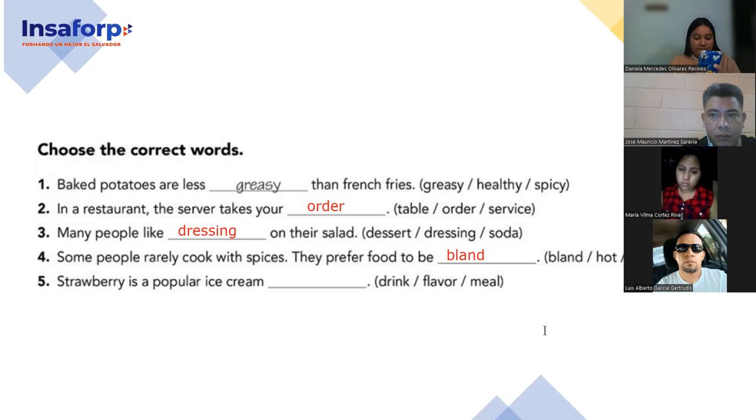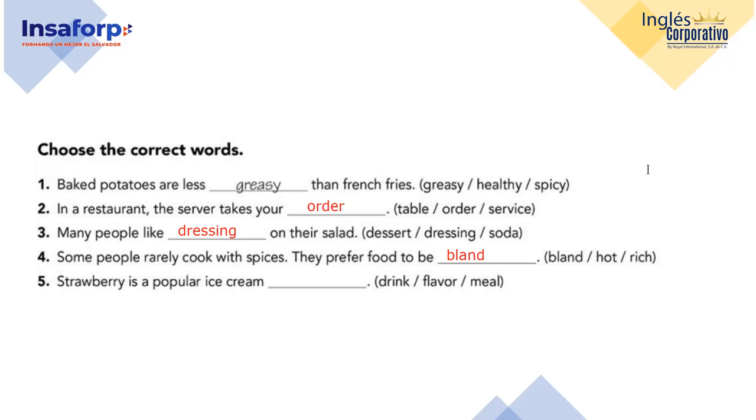For example, if you have this thing, I washed it. That thing is somehow unique, right? It's delicious, but some people don't love it. A strawberry is a popular ice cream flavor. Flavor. Exactly, right? Thank you so much.